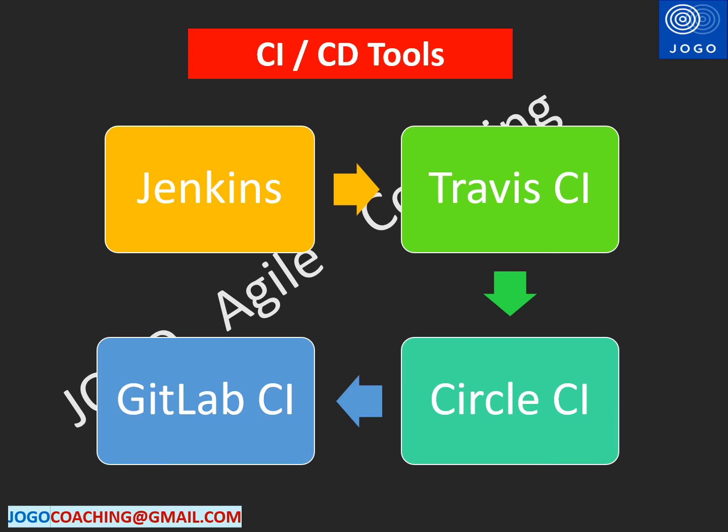The second tool used in the CI/CD category is Travis CI. Travis CI integrates well with GitHub, allowing for easy automation of build and test process. It is simple to set up and works well for open source projects. The third CI/CD tool used is Circle CI. Circle CI is a cloud-based CI/CD tool that focuses on speed and scalability. It integrates with GitHub and Bitbucket and provides advanced features like parallel testing.